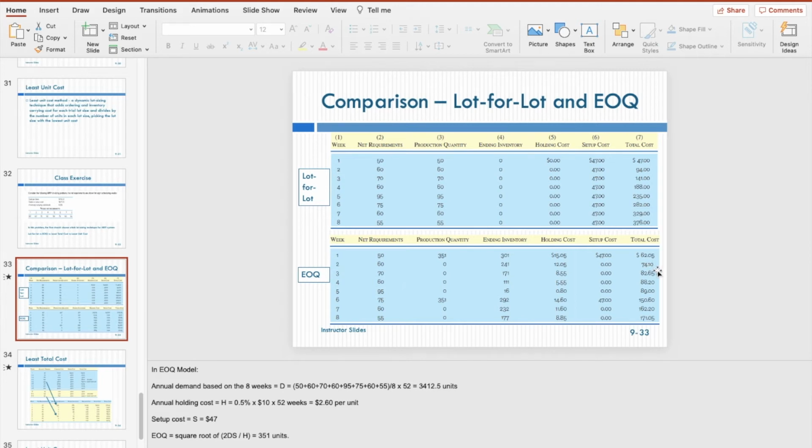Following this fashion, it can also be used for week 3, because in week 3 you need 70, but you still have 241 in your warehouse. You don't need to produce or order new items.